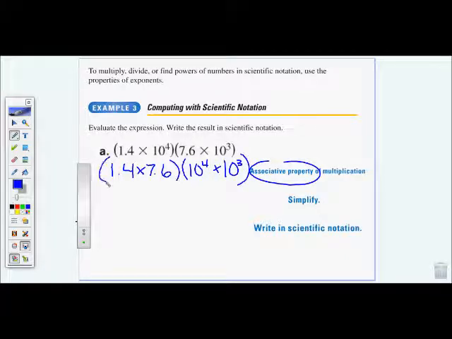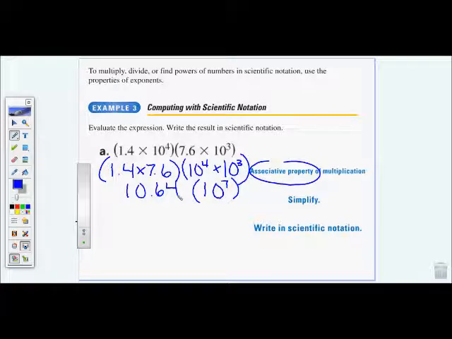Okay, so now I just changed the groups around. When I'm doing that, then that will help me because I can go ahead and I can do 10 to the 7th here. And then I'd use my calculator for 1.4 times 7.6 most likely. And I would get my 10.64.